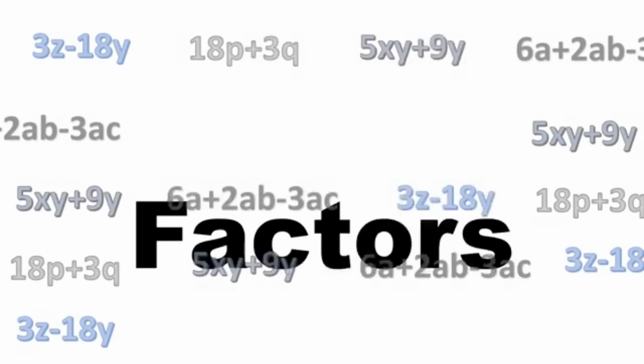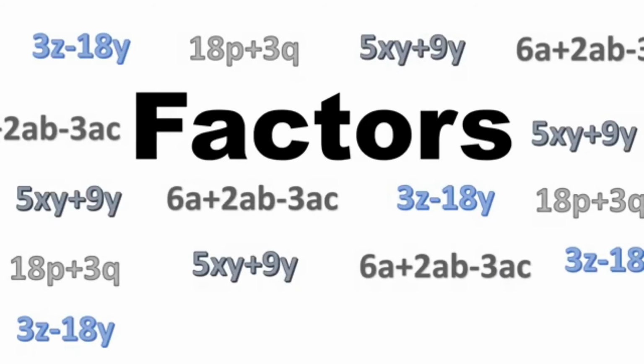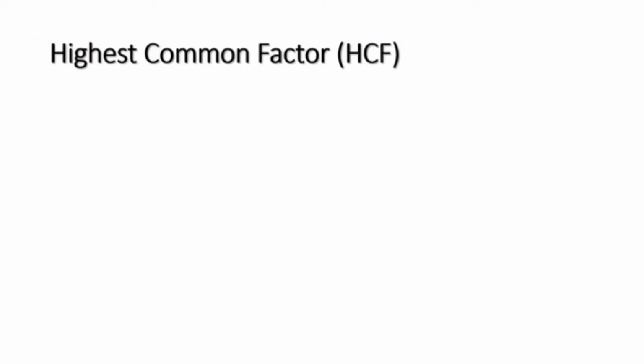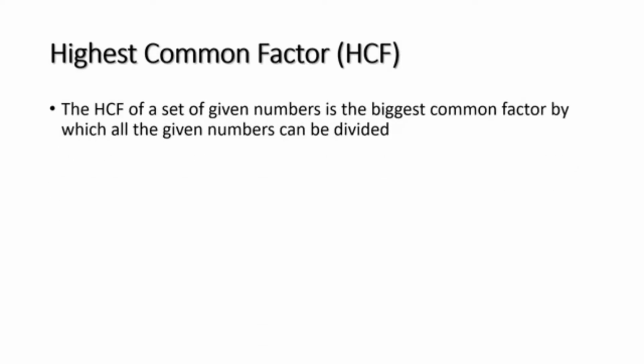Through this video, we are going to look into factors. So let's get started. First of all, we are going to see what highest common factors are. Remember, a highest common factor of a set of given numbers is the biggest common factor. And by this highest common factor, all the given numbers can be divided without a remainder. Now, let us see how to find the highest common factor of a set of numbers.